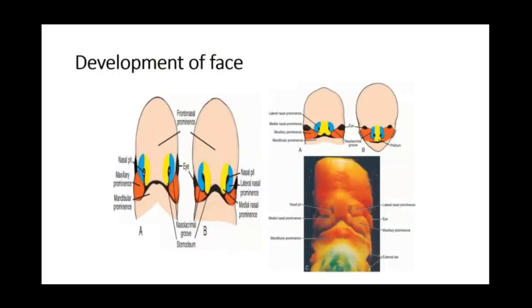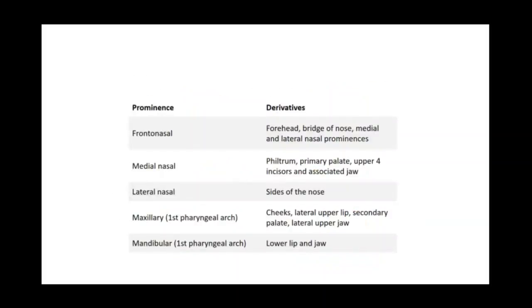If you see in this picture, all this blue is the side of the nose, or what we call the ala of the nose, that is all developing from the lateral nasal process. Then you have the maxillary, or the first pharyngeal arch, that is going to give rise to your cheek, the lateral part of the upper lip, and the secondary palate also contributes posteriorly, that is on the inner side.